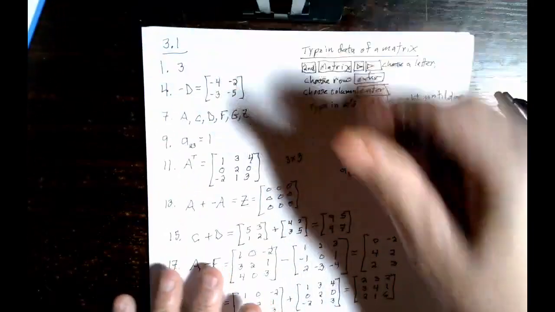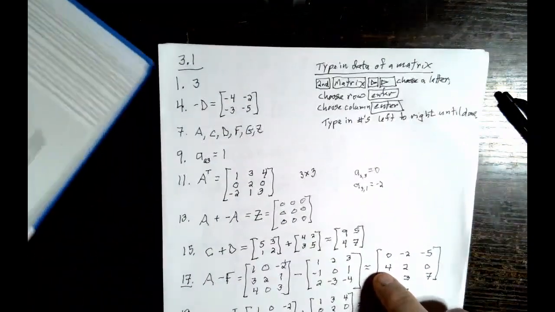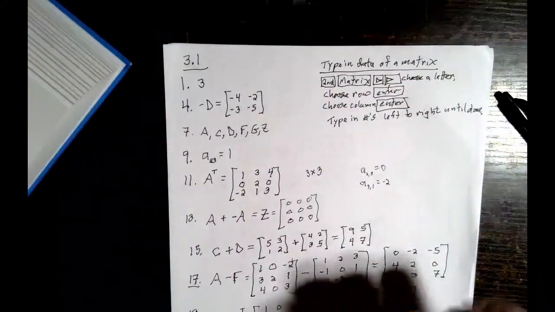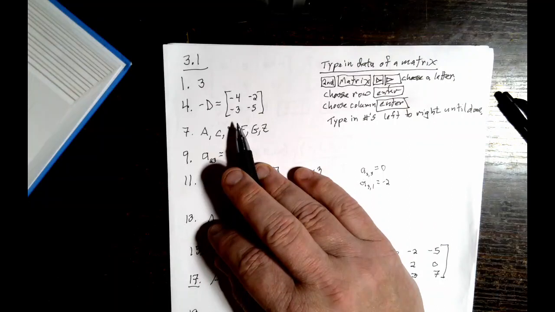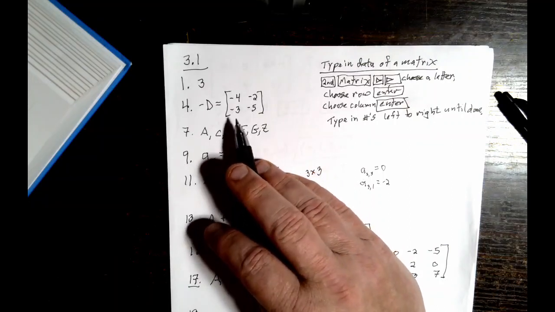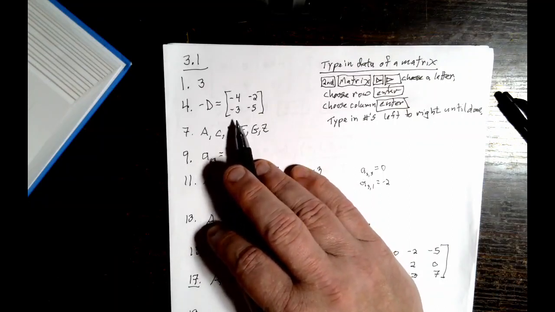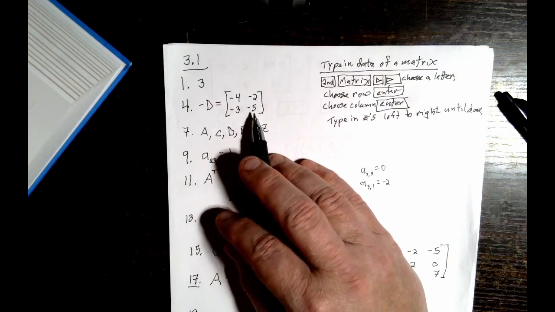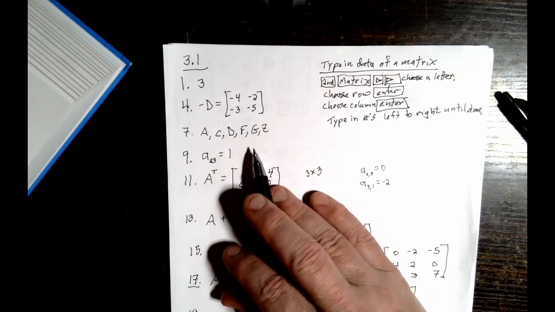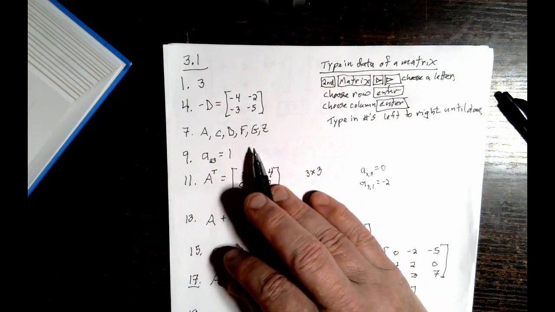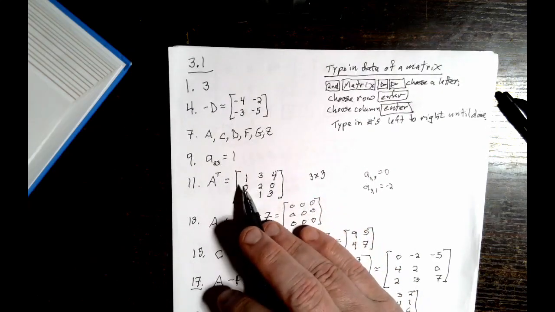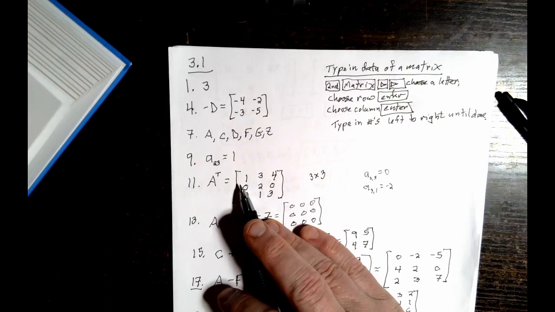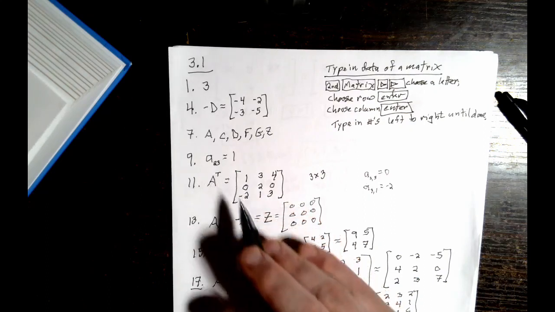Now the first one, number 1, says, how many rows does matrix B have? When you look in the book, you'll see it has 3 rows. Question 4, write the negative of matrix D. You look at matrix D and you just change the signs of each number inside it. Which of these matrices are square? You're going to find out there's quite a few of them. They're all listed here.